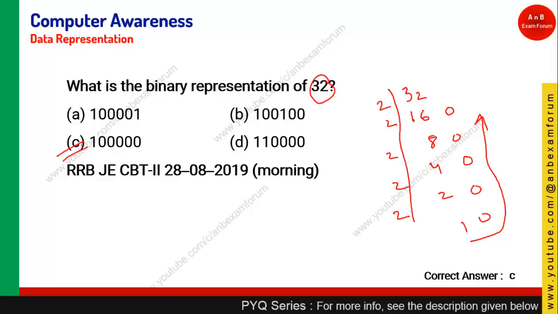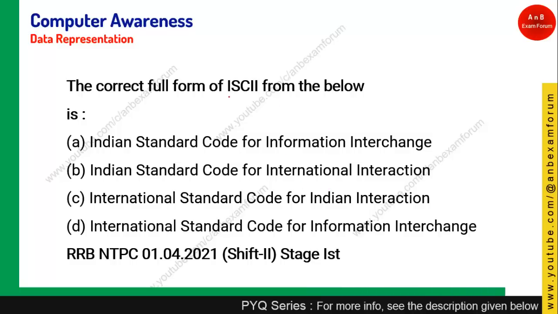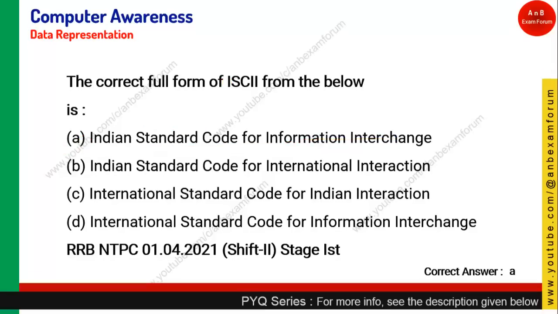Those who have given option C, well and good, and this question was asked in RRB JE recently in 2019. One more question is there. The correct full form of ISCII, it is not ASCII, it is ISCII. ASCII we know is American Standard Code for Information Interchange, whereas with I instead of A, it is Indian Standard Code for Information Interchange. So option A is the right answer.